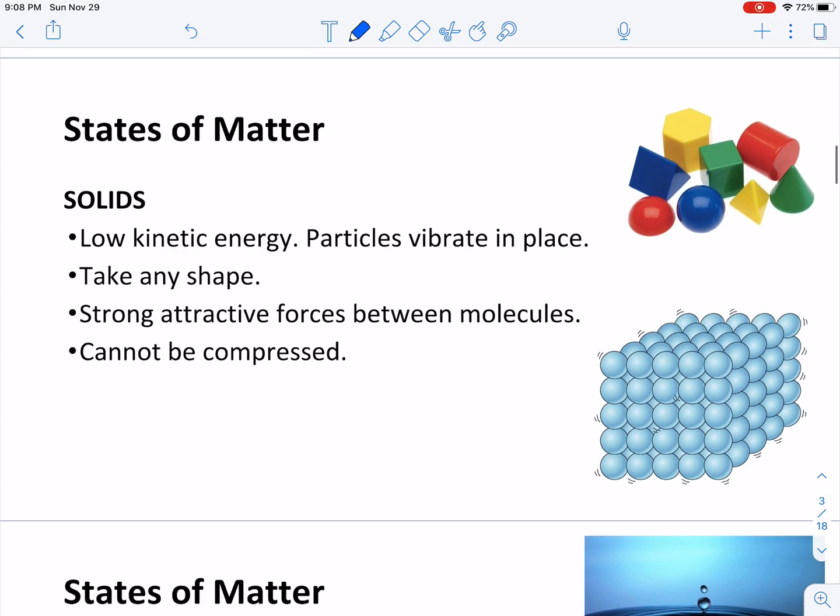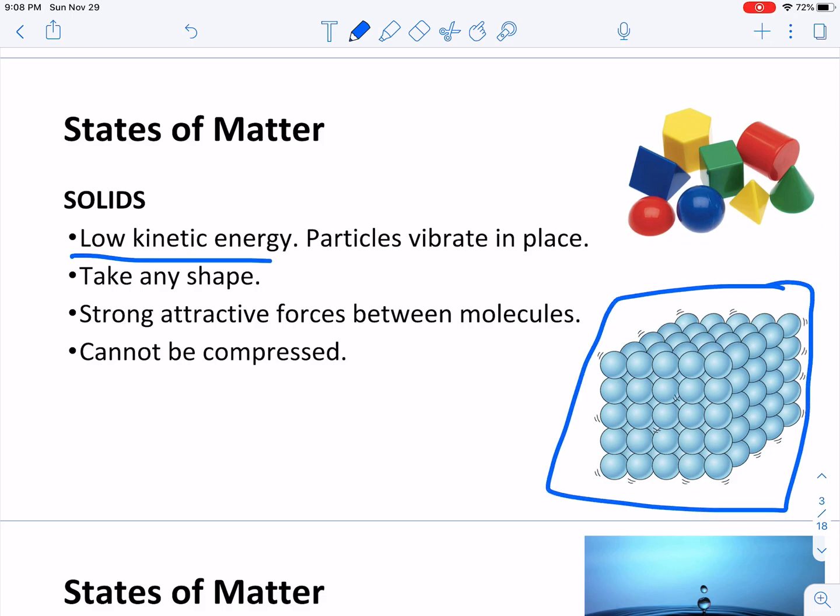The states of matter I'm hoping you're familiar with are solids, liquids, and gases. There is a fourth state called plasma, but I'm going to focus on those first three. Solids have the lowest kinetic energy, as you can see in this diagram here. They're not standing perfectly still. The particles that make up a solid are vibrating in place. That's why they have these little shake animations there.